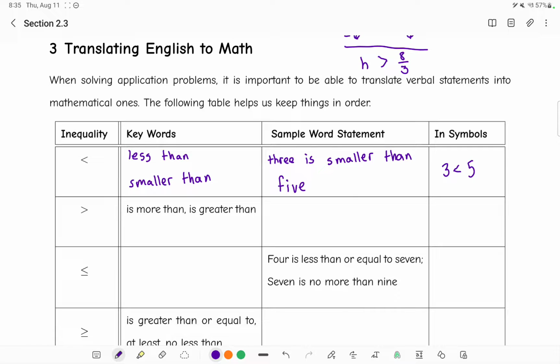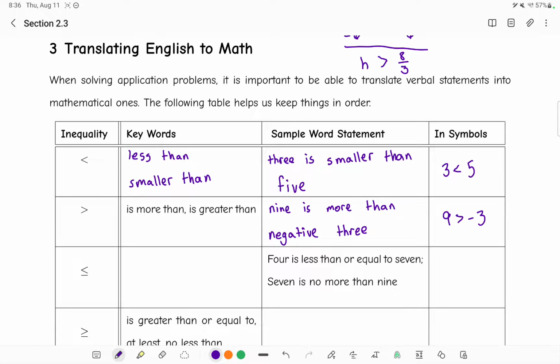For the greater than inequality, the keywords are more than and greater than. For example, 9 is more than negative 3. So in symbols, that would be 9 greater than negative 3.